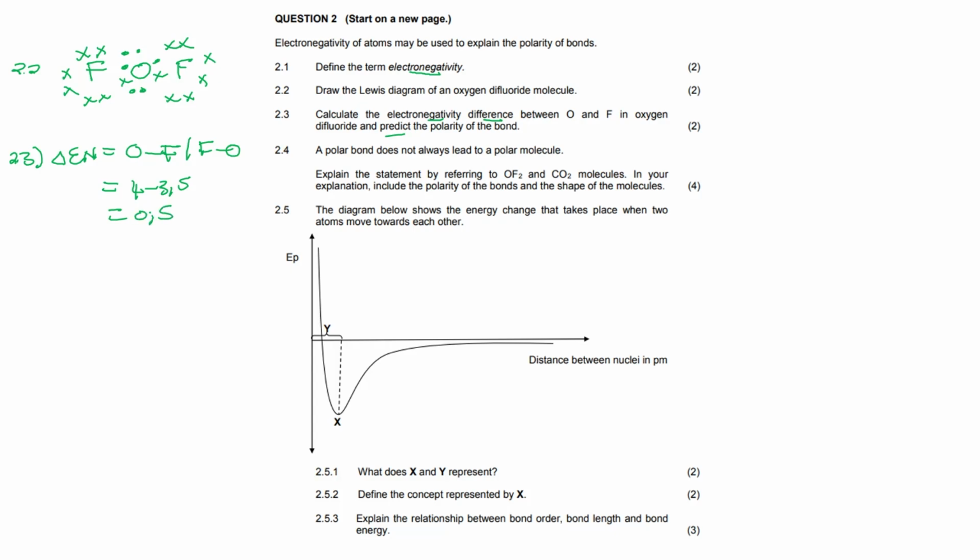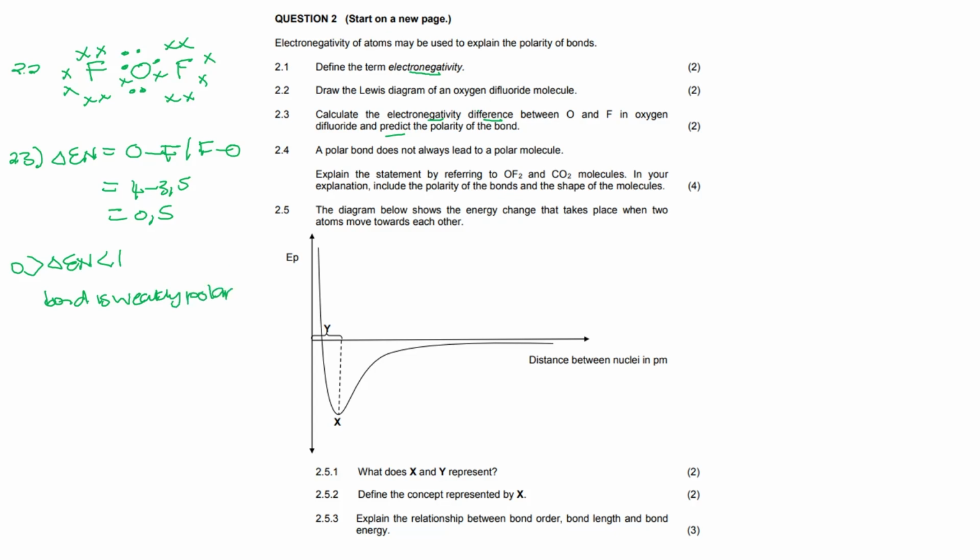And they want us to predict the polarity. Okay, so our electronegativity difference is going to be greater than 0, but it's less than 1. So what does that mean? That will mean that the bond is weakly polar. So the bond is weakly polar.